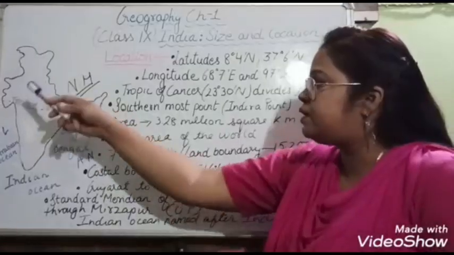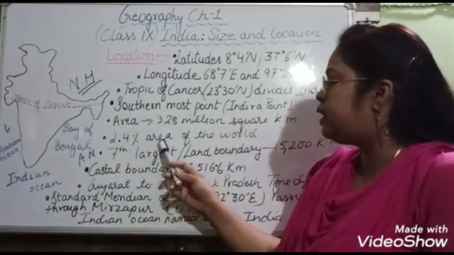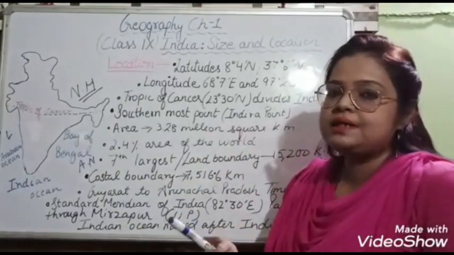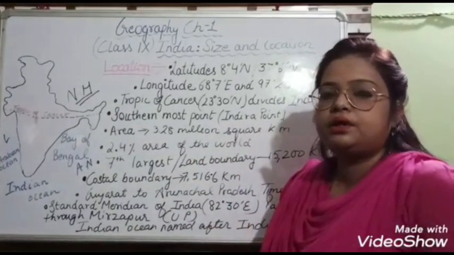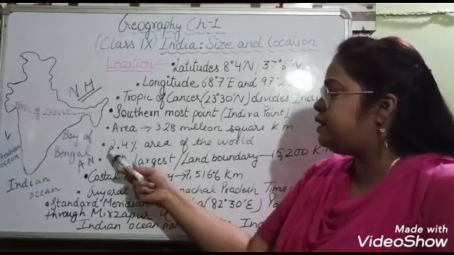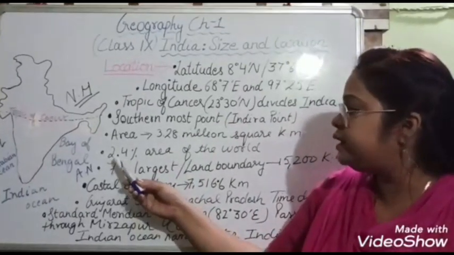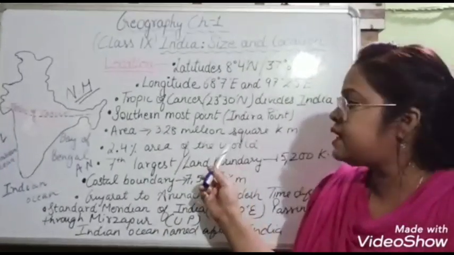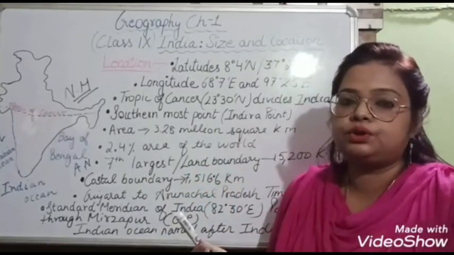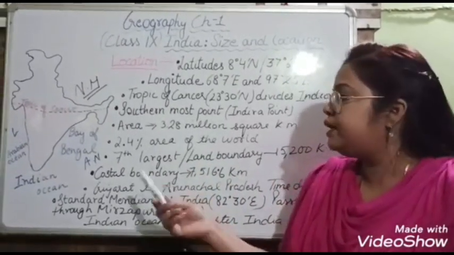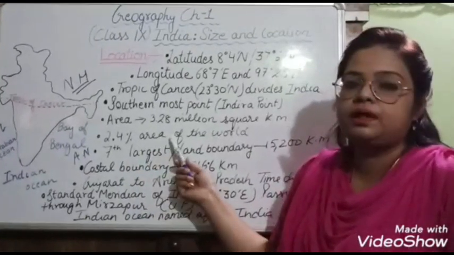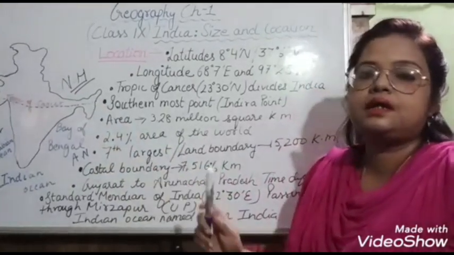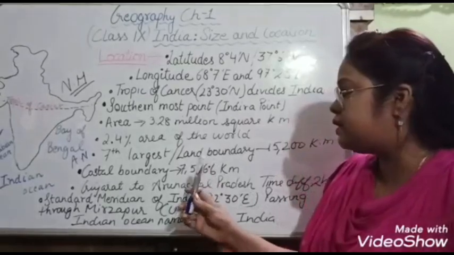Now children, next, area: 3.28 million square kilometers, and 2.4% of the area of the world. Throughout the world, we know that 70% is water and the other 30% is land, and in that 30% India has 2.4%. We know that 70% is the oceans and seas and 30% is land. So India has 2.4% of the land area in the world.